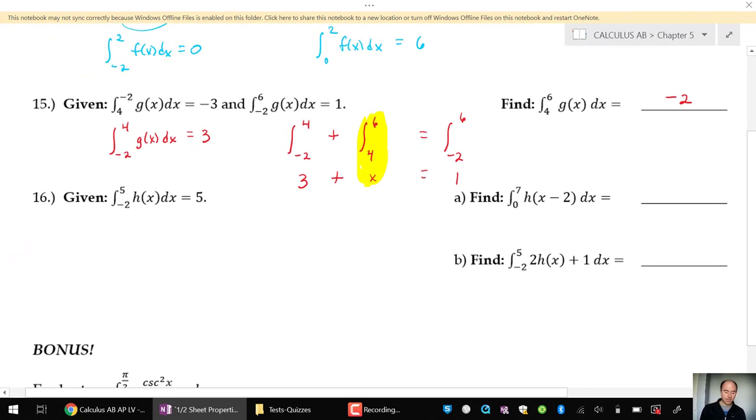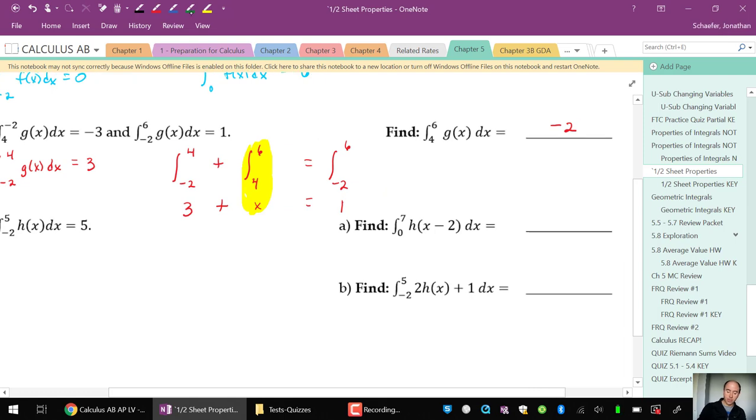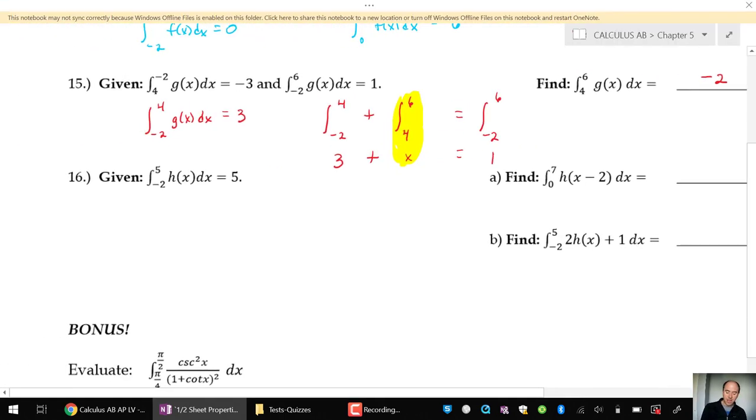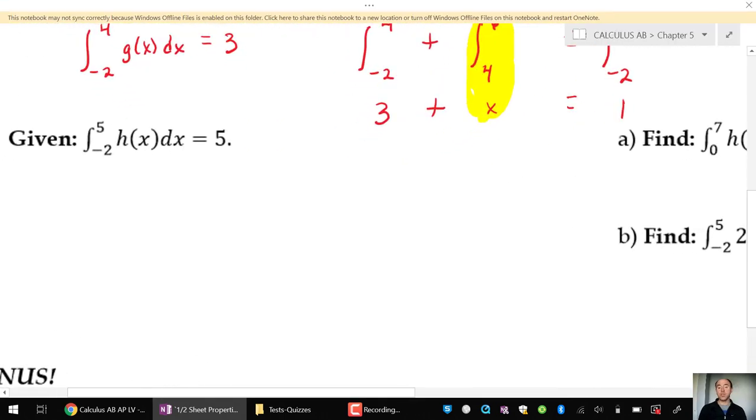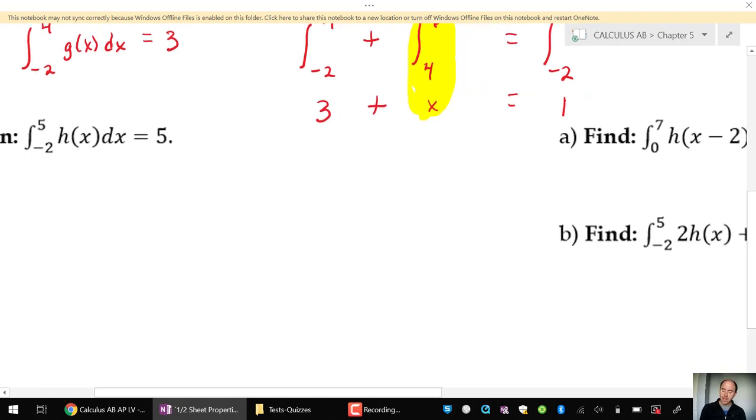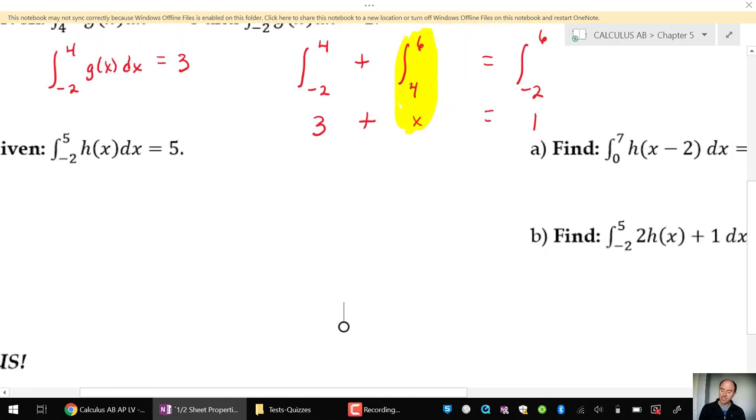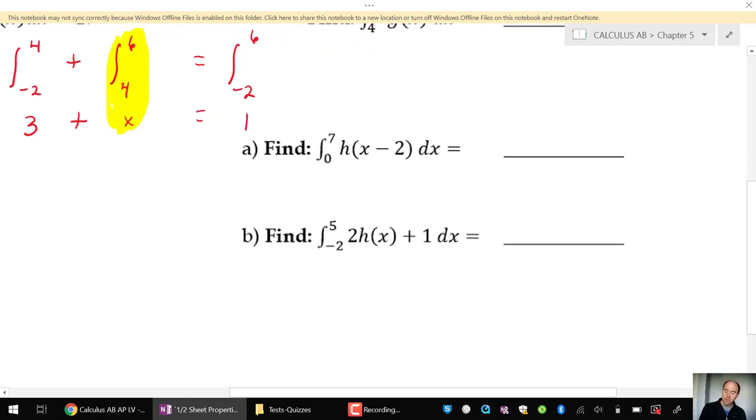And then finally, number 16, only one given statement, and I'm tasked with trying to figure out 2 different integrals here. Let's see what we can do. So they're telling me that the integral from -2 to 5 of h is equal to +5. Find the integral of 0 to 7 of h of x minus 2. Well, remember that with function transformations, this is actually a horizontal shift to the right by 2 units.